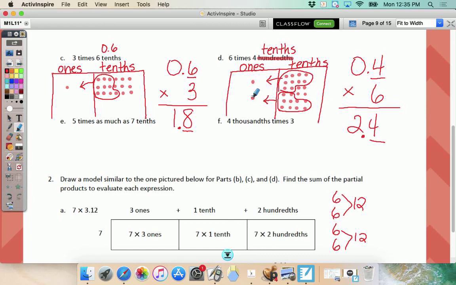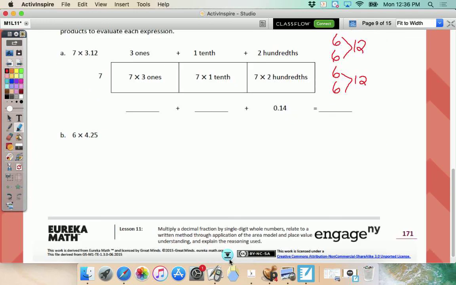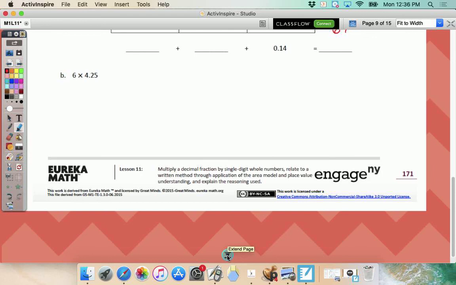Now the second part of it, let's go down to the bottom of the page. This is the area model. So the first thing I want you to do is write your problem 4.25 times 6. And do you see how I wrote it all the way over to the left? Yes. Please do that.